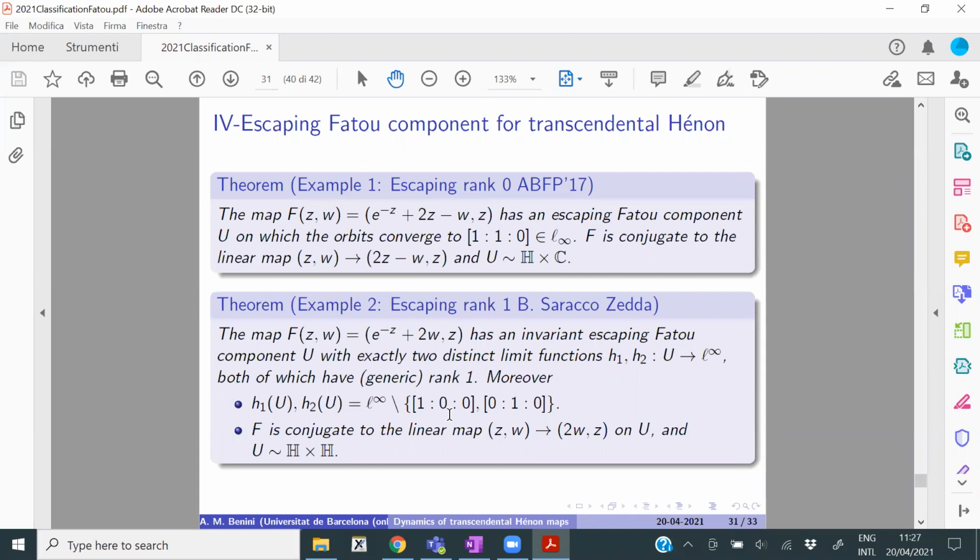Can you have Baker domains? I call them Baker domains. It's not clear what the correct definition of Baker domains would be in several complex variables. So can you have Baker domains on which your limit functions are rank 1? Yes, you can. Okay. So I think I have about 10 minutes left. So let me tell you how you show that you can have Baker domains with rank 1 limit functions in C2.